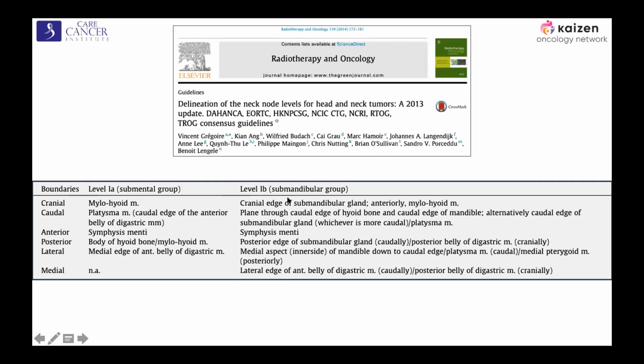Level 1B is the submandibular group of lymph nodes. It has the submandibular gland inside it. Cranially, it extends where the submandibular gland starts, and caudally, it extends till the caudal border of the hyoid bone or the caudal border of the submandibular gland, whichever is more caudal. Anteriorly till the symphysis menti, posteriorly till the posterior edge of the submandibular gland. As we saw, posterior to this is your level 2. Laterally, it is restricted by the mandible or the masticator muscles. In this case, it will be the medial pterygoid muscle.